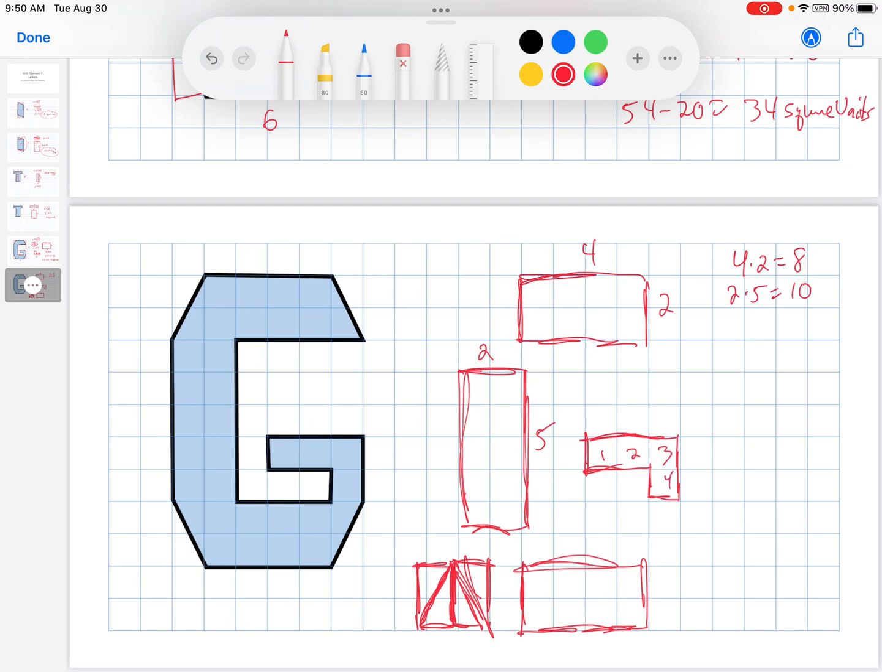This is 1, 2, 3, 4. This is 4 by 2. 4 times 2 is 8. And this is 2 by 2. 2 times 2 is 4. We have to add those all together to get the total. 8 and 10 is 18, and 4 more is 22, and 8 more is 30, and 30 and 4 makes 34 square units total. And look, that and that, same answer either way.